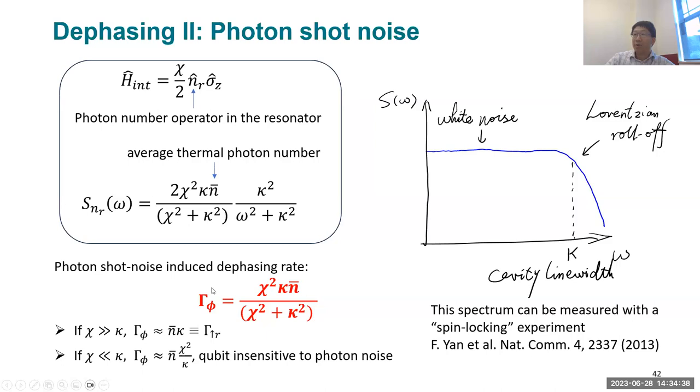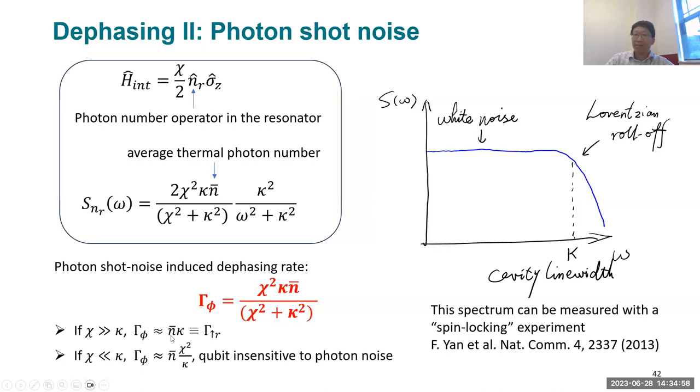And this is a very important formula to know, that helps you analyze why you have a high frequency dephasing in your system. And these are also very useful limits. If you have chi much greater than kappa, this dephasing rate is basically equal to n bar kappa.